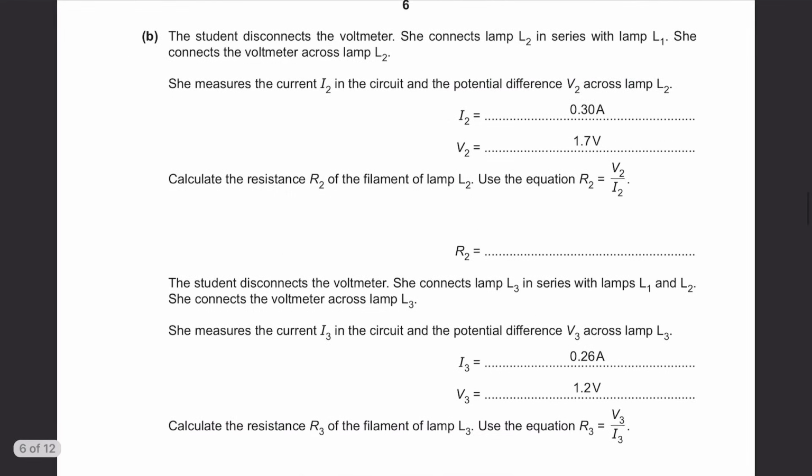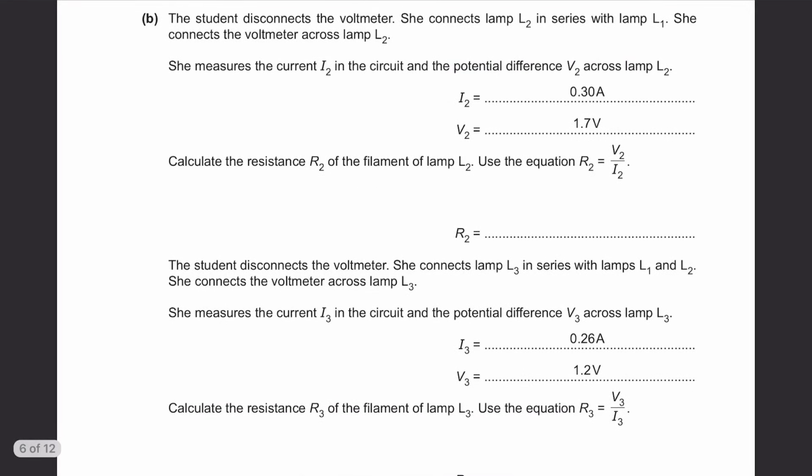Part B. The student disconnects the voltmeter. She connects lamp L2 in series with lamp L1. She connects the voltmeter across lamp L2. She measures the current I2 in the circuit and the potential difference V2 across lamp L2. The current and potential difference are given here.